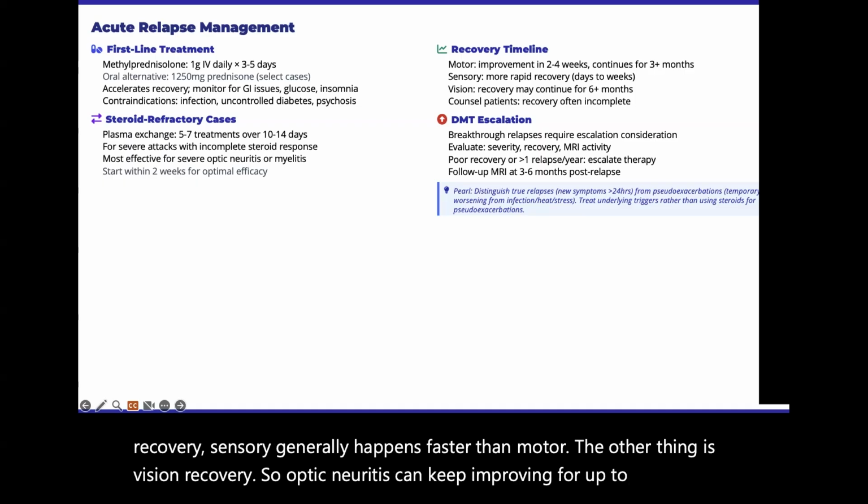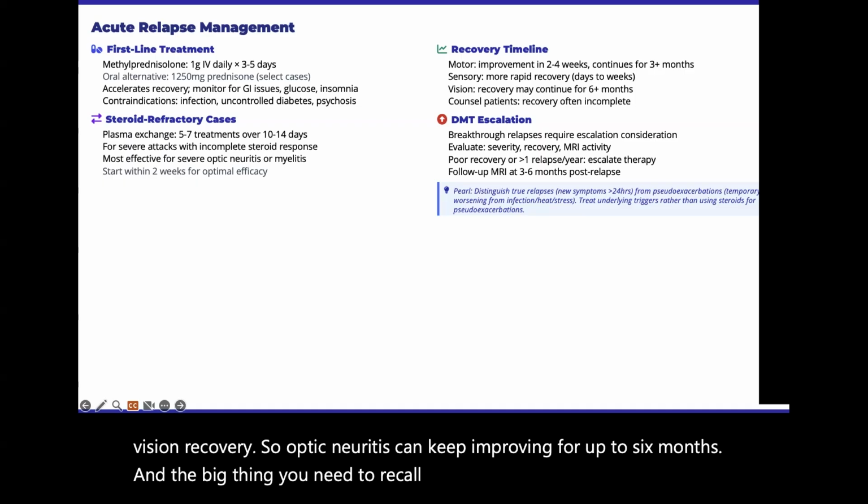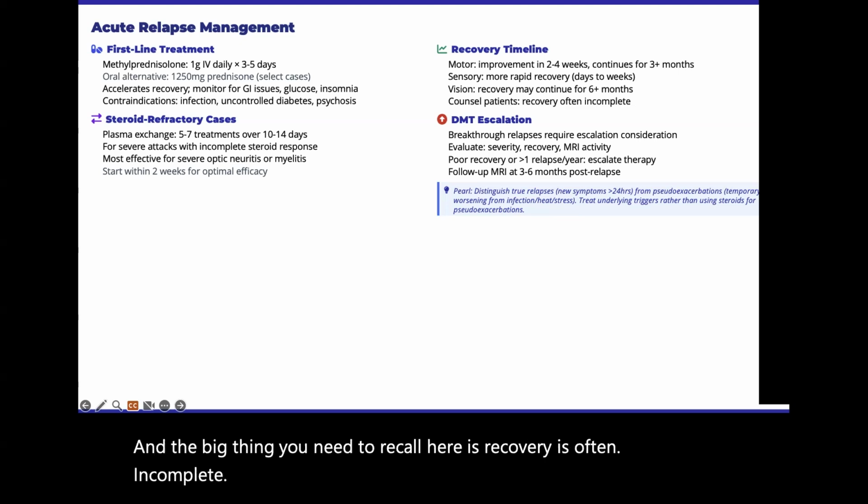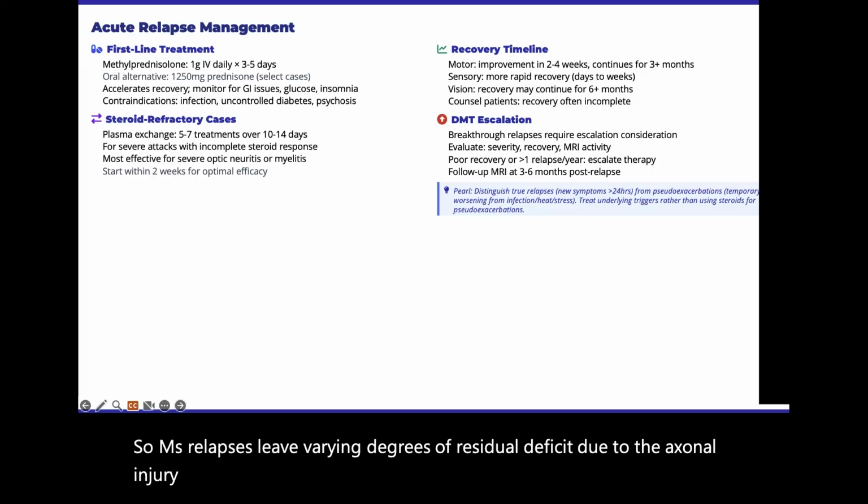And the big thing you need to recall here is that recovery is often incomplete. MS relapses leave varying degrees of residual deficit due to the axonal injury. And patients need this framing up front so they don't panic when symptoms don't resolve immediately.